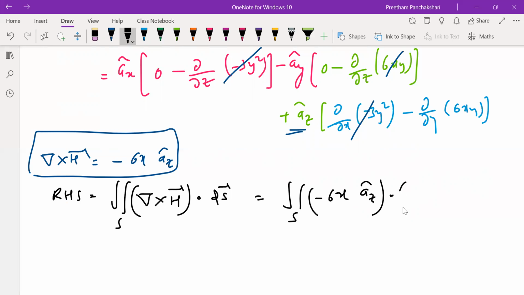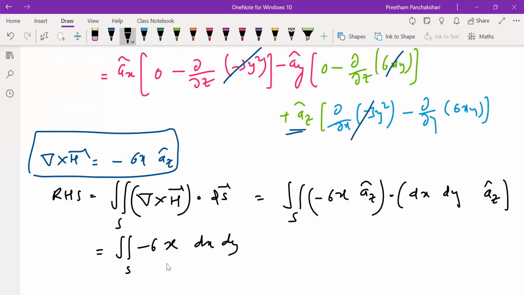In the numerical itself, it's given that dS is oriented in the positive z direction. So the direction is z cap. Then the two sides are defined by dx into dy. So the differential area within the closed path is dx dy along with az. So now az dot az is 1, giving minus 6x dx dy.